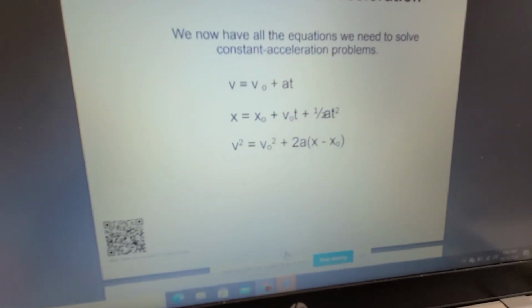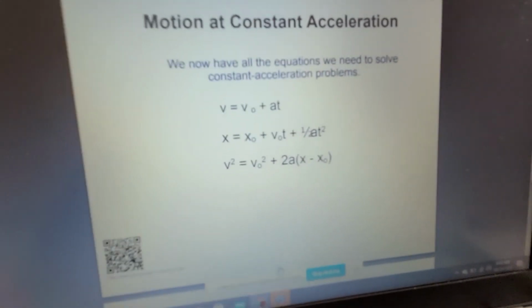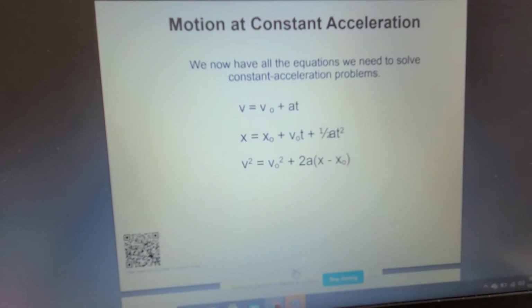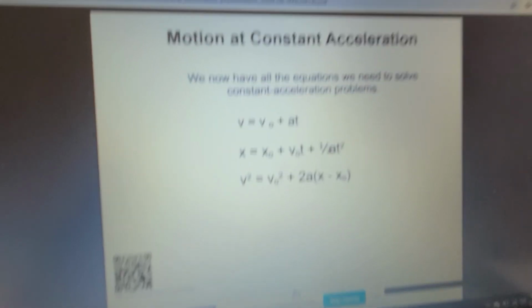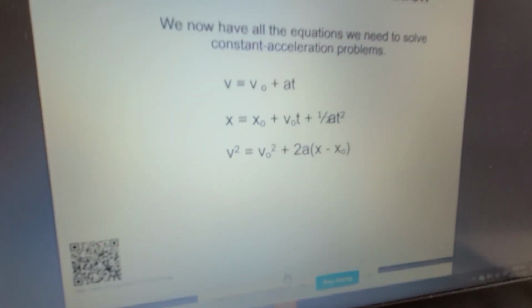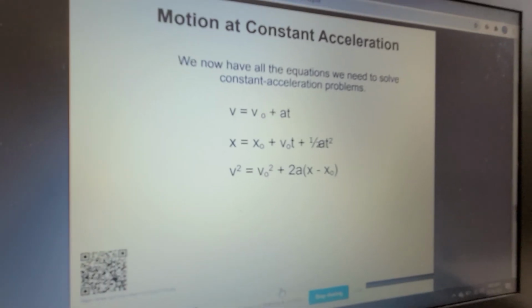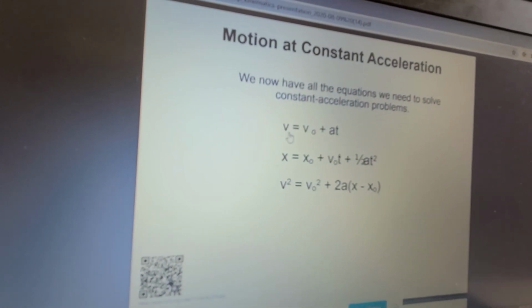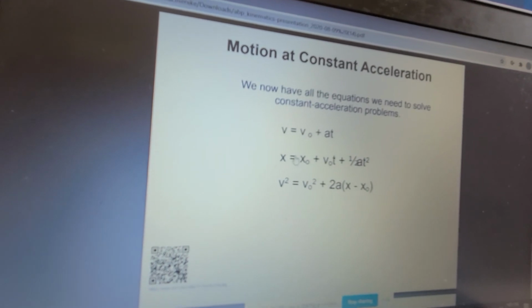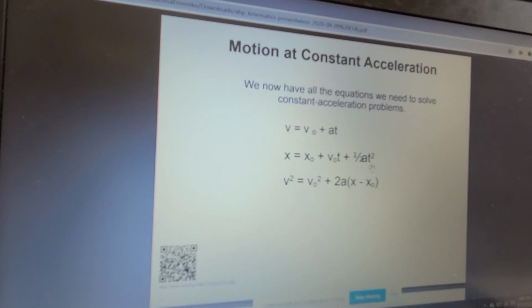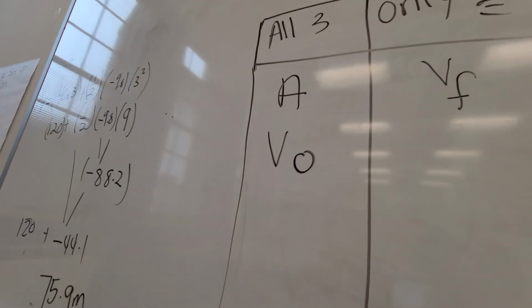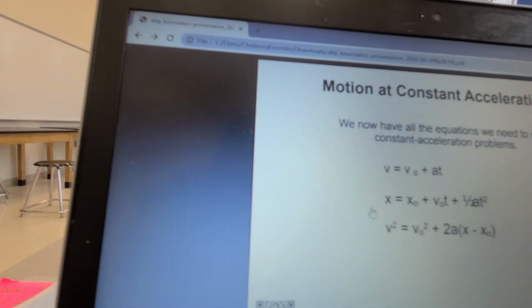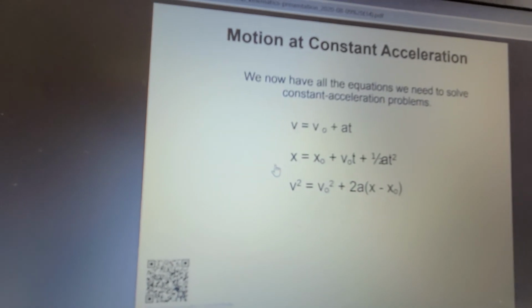What do only two of these equations have? Two of these equations have the same variable, where one of them does not. What variable is repeated in only two of these equations? Final velocity. Okay, final velocity is only in two: the first one, which is here, and the last one, which is here. There is no final velocity in the second kinematic equation. That means where it says only two, I'm going to put final velocity there, because it's showing me only two equations have it. What others do only two have?